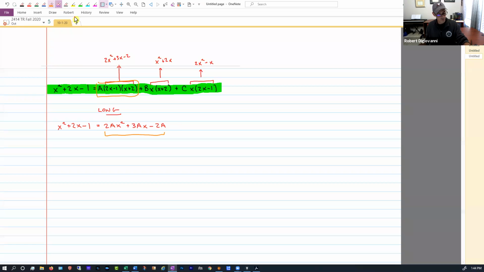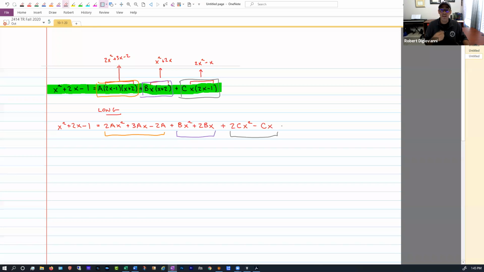Okay, now let me do this piece. So it's going to be the x squared plus 2x, but everything gets a b. So we get plus bx squared plus 2bx, and that takes care of the middle piece. Then I do the last piece, so every one of those gets a c, so 2cx squared minus cx. That's the last one. All right. So we got rid of the parentheses.